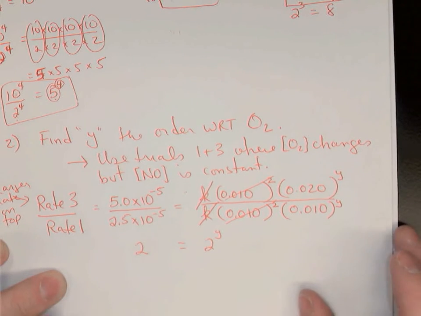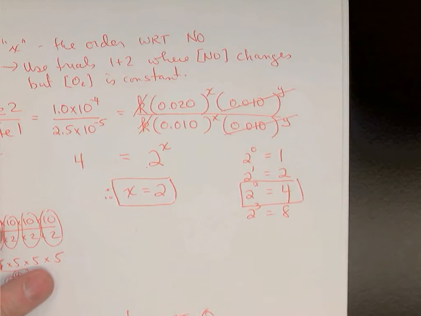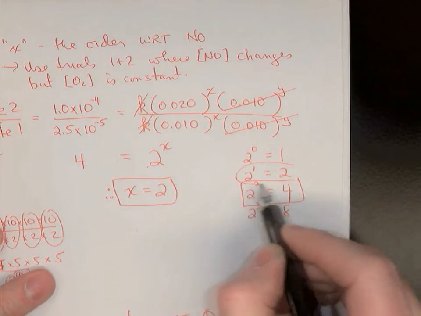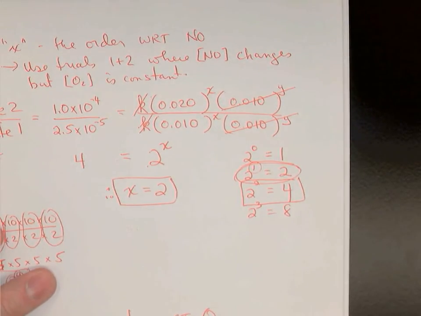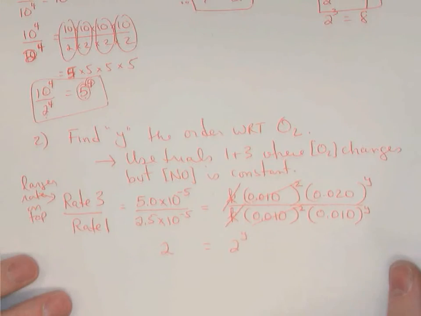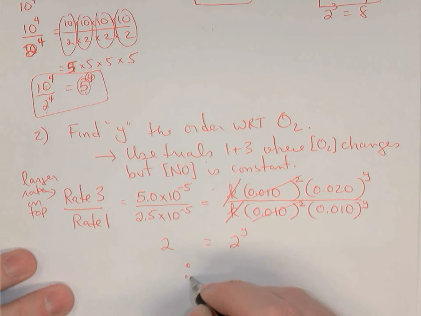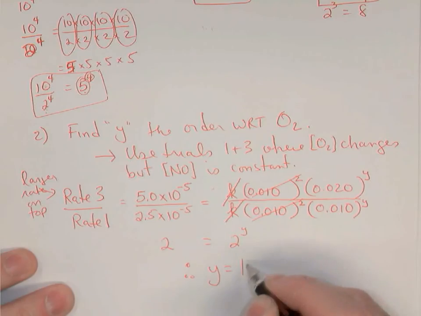So 2 to the power of y equals 2. Therefore, we're going to want to use this one. The y must have been a 1, because 2 to the power of 1 is 2. So we can say, therefore, y equals 1.